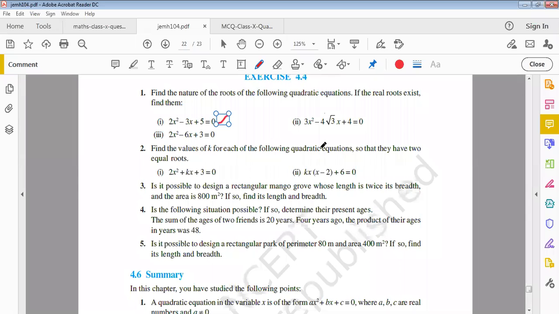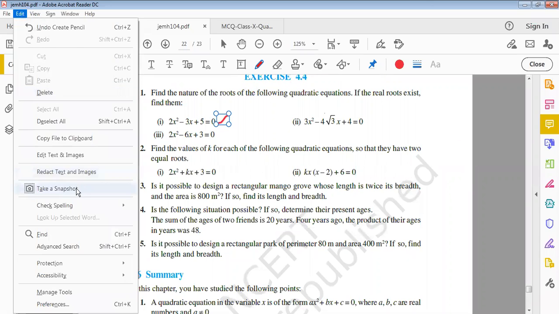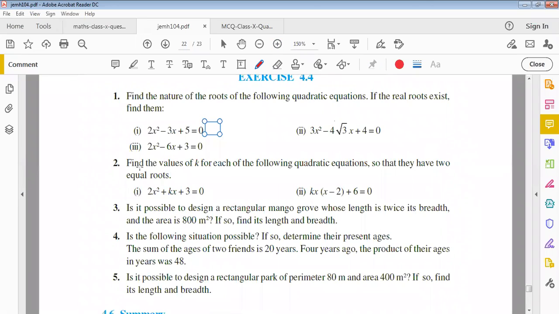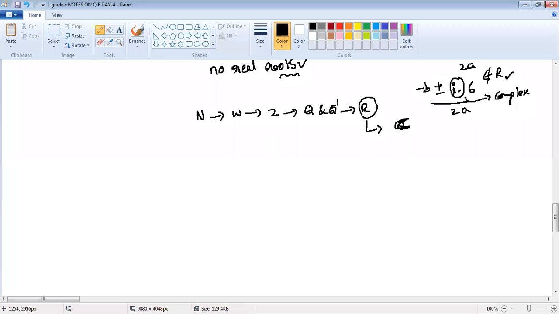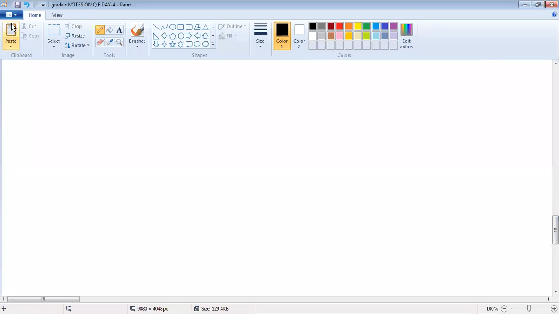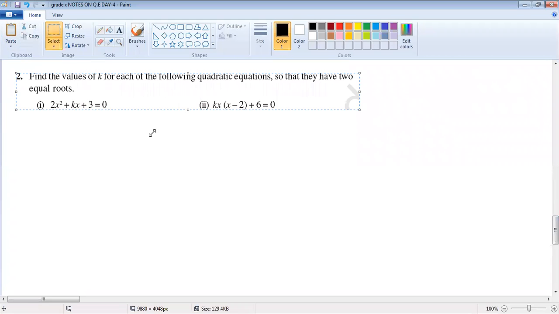So you got it right? Got an idea? Yes, sir. Now I'm going to the second question. Now find the values of k for which the following quadratic equations have equal roots. What is the condition for equal roots? You have to do this question.